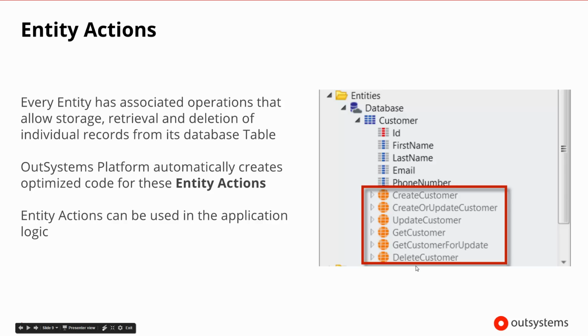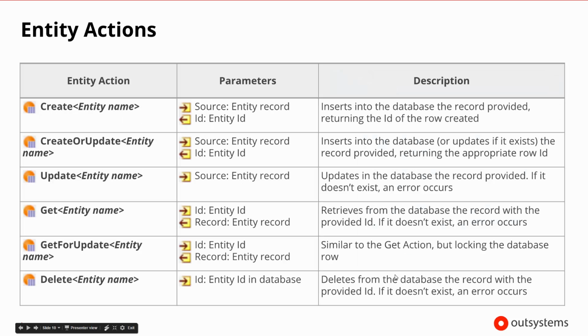things called entity actions. And these are the basic CRUD capabilities that are going to allow us to store and access the information about this entity in the database. So we can create the customer, we can create or update the customer, we can update the customer, we can get the customer for update, we can just get the customer or delete the customer. So again, we have the creates, the gets for the reads, the updates, and the deletes. So normal CRUD type of stuff.